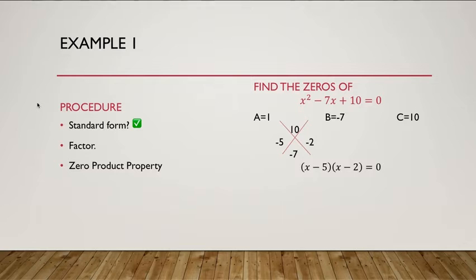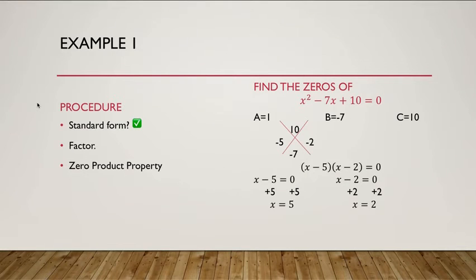Next, we'll use our zero product property. So we'll take the x minus 5 and the x minus 2, and we set each of those equal to 0, because we know that if one of them equals 0, then the whole thing equals 0. So I'll have x minus 5 equals 0 and x minus 2 equals 0.